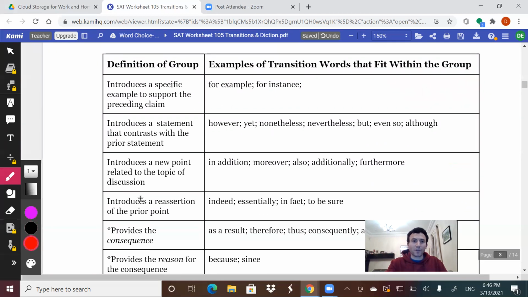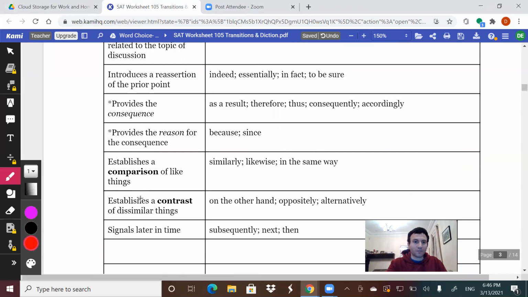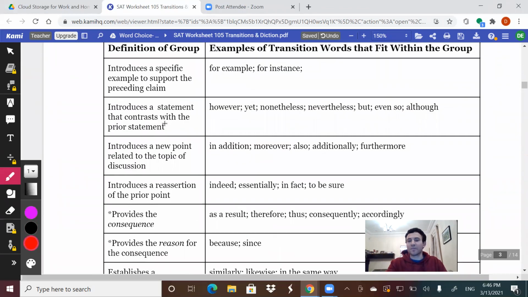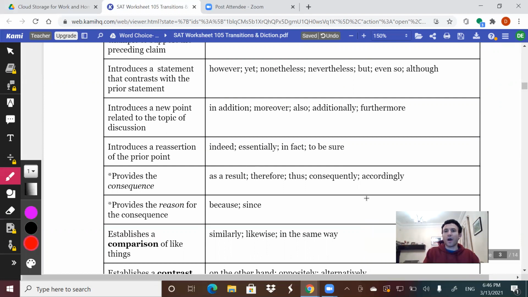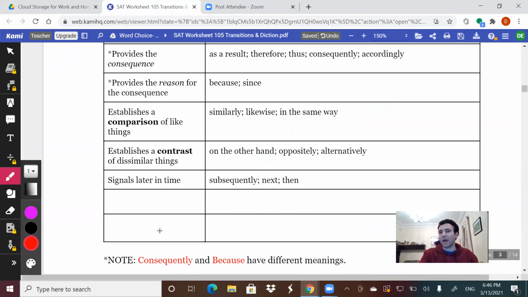So what you have with this chart is you have, I believe it's 10 different types of categories of transitions, and you have words that fit those categories. So introduces a specific example to support the preceding claim. Well, that would be for example or for instance. This one provides the consequence versus provides the reason. We're going to go more into detail because this is one that students get really tripped up on. But anyway, I would definitely advise you to read through this table during your own time. And not only that, but to add words into the categories and add some of your own categories.